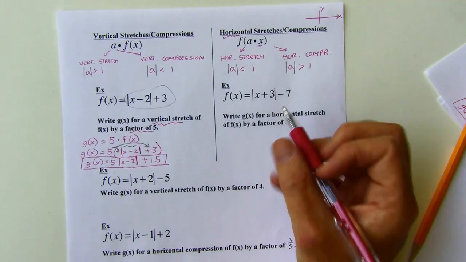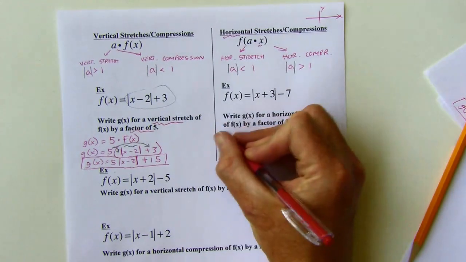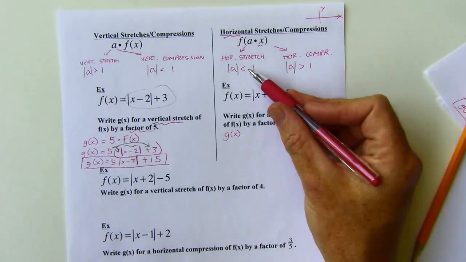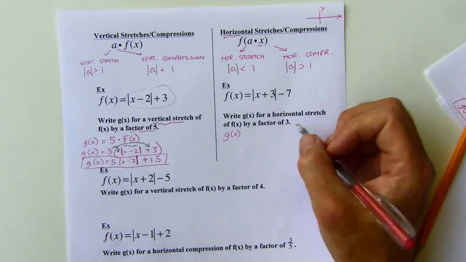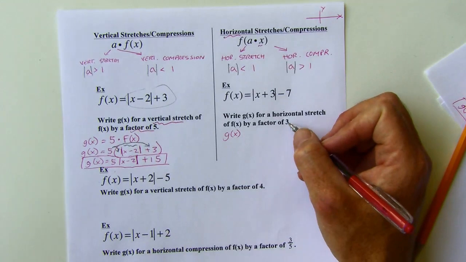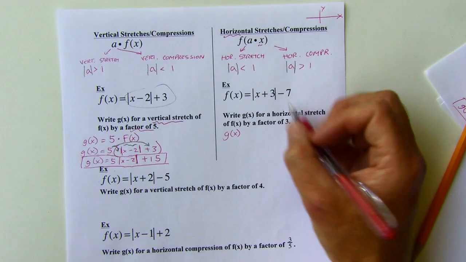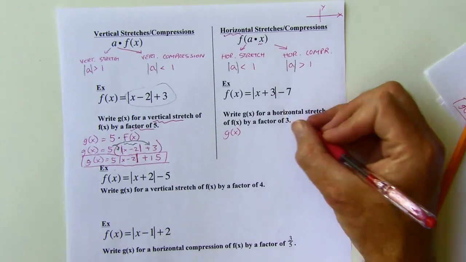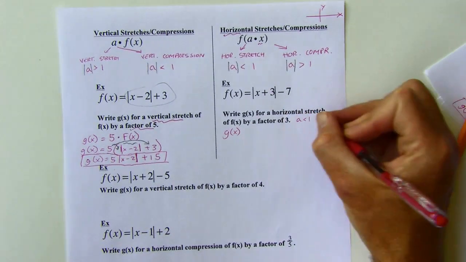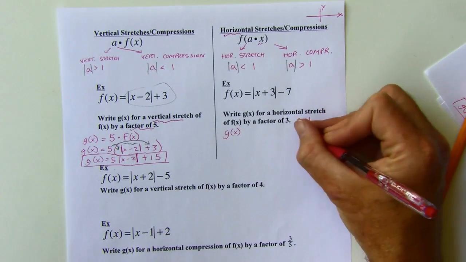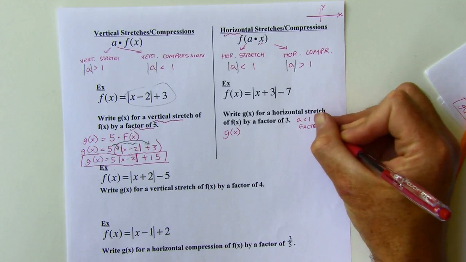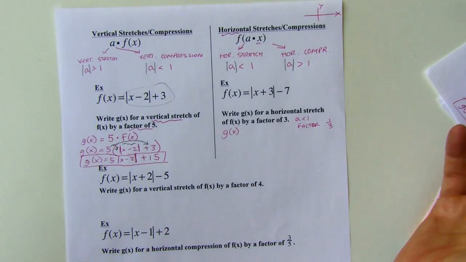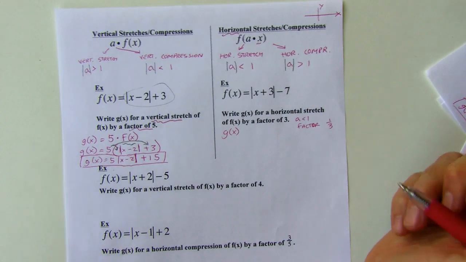All right, so let's look at this. I'm going to write a rule for g of x. I've got a horizontal stretch, so I know that my a value has to be less than 1, but wait a second, it says the factor is 3. If my factor is 3 and I need a to be less than 1, I'm going to use 1/3. If it said the factor was 17, I'd do 1/17. You're just going to take the reciprocal, so that can be confusing.